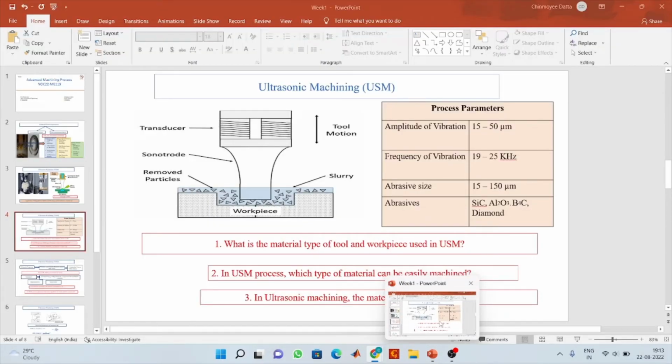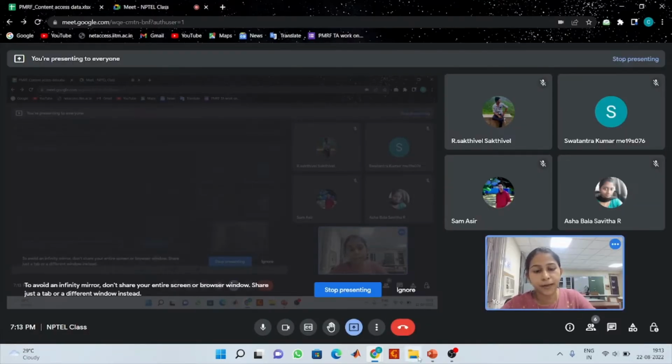So the tool type of material is ductile, right? Like stainless steels and other ductile material alloys. And the workpiece used in USM is brittle materials. Why? Because those will undergo brittle fracture due to the indentation.